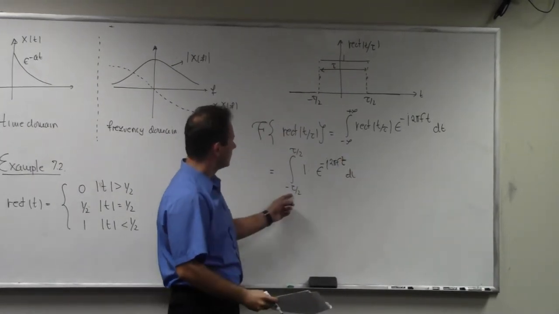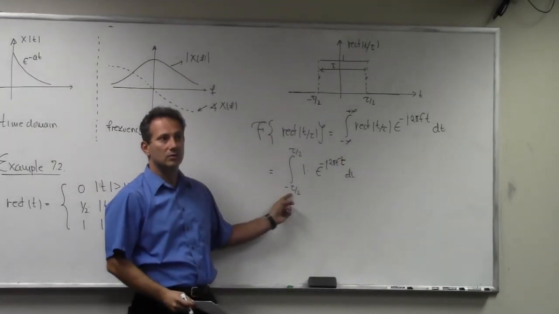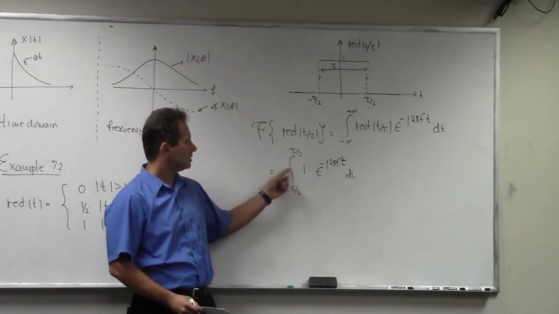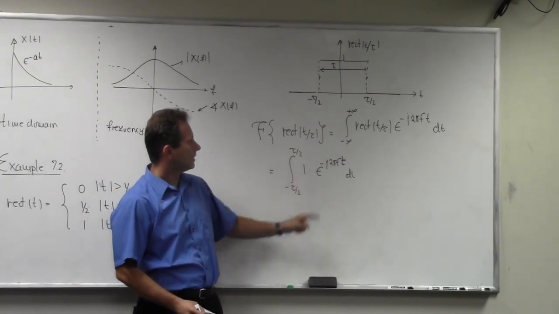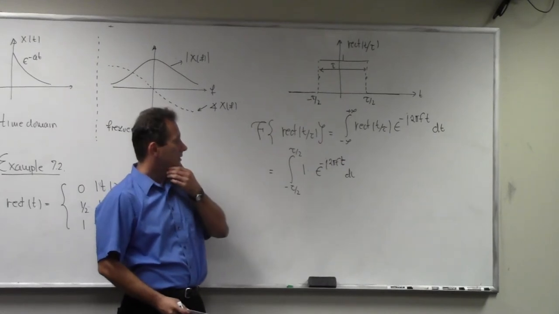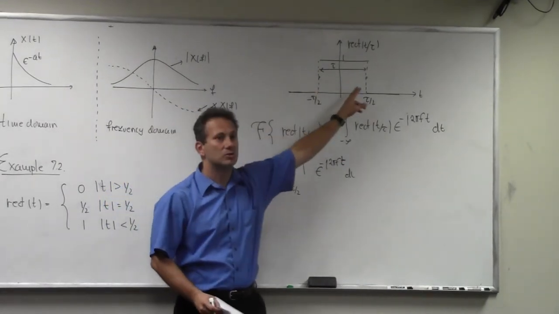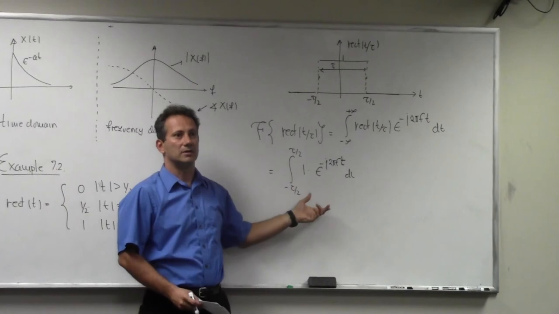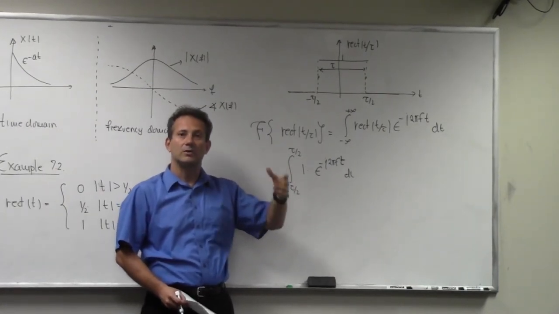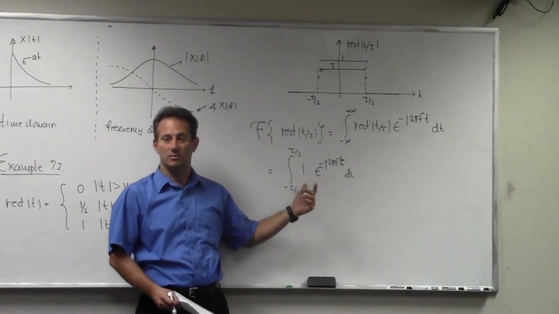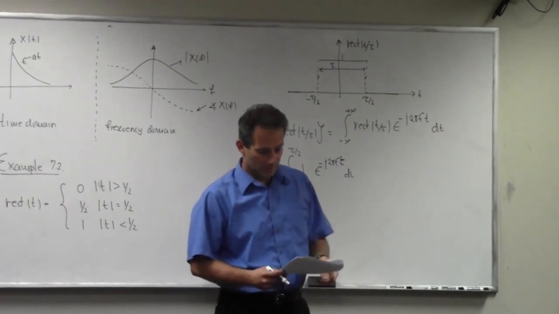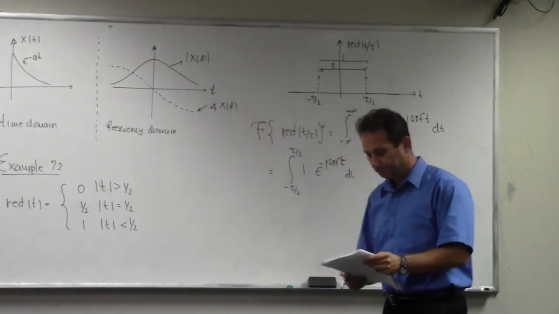What did I do? Well, outside of the interval from minus tau over 2 to tau over 2, this function is 0, so there's no need to integrate. All I need to integrate is in this interval, and in that interval, the value of the function is equal to 1. Right? And the question may be, what about these two points? Well, this is an integral, so value in a single point, or for that matter, in a countable number of points doesn't matter. So you can just assume that this is flat across the top and obtain the result.